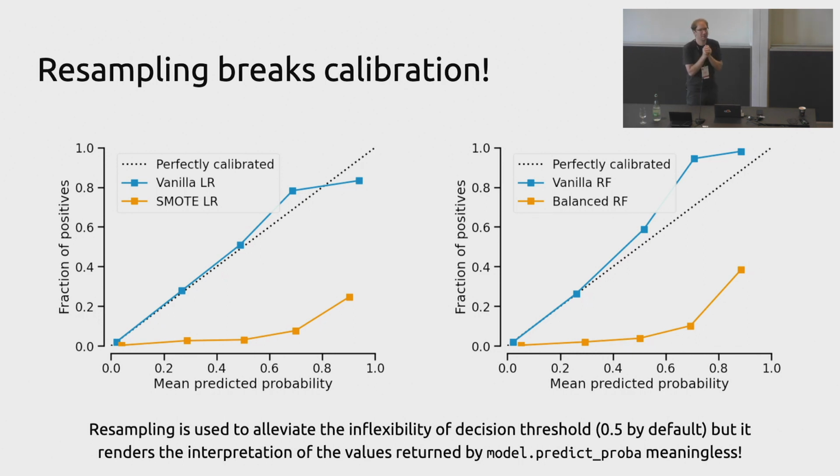So what is calibration? In blue, I have the vanilla logistic regression and random forest. On the x-axis, what you see is the output of predict_proba of the classifier. And what you would expect is that if a classifier tells you you have a 10% chance to be class 1, it means that on a test set, if I have 100 points, 10% of the points should be 1. Okay? So that's what you expect with calibration.